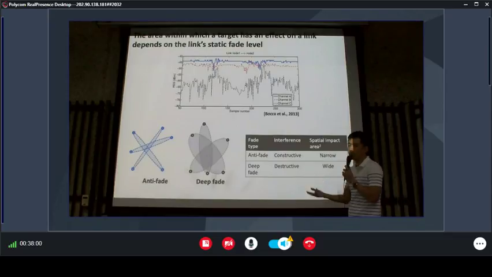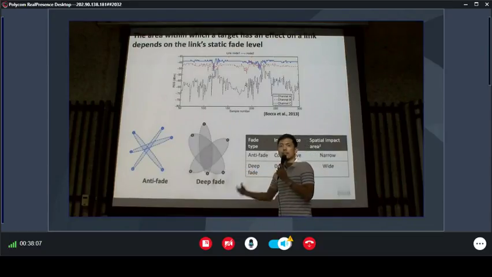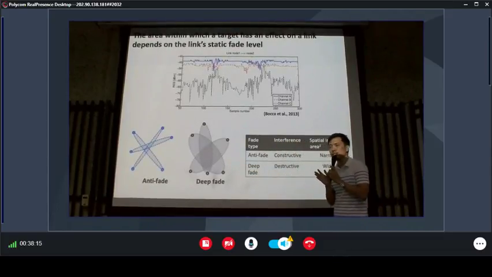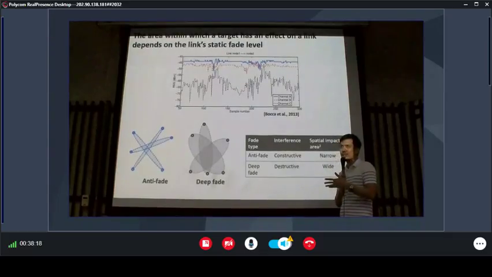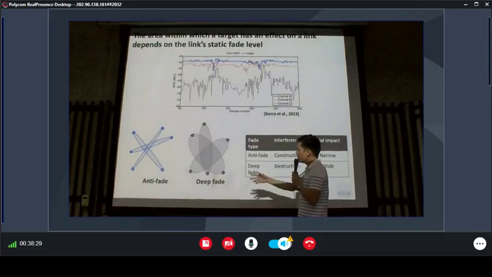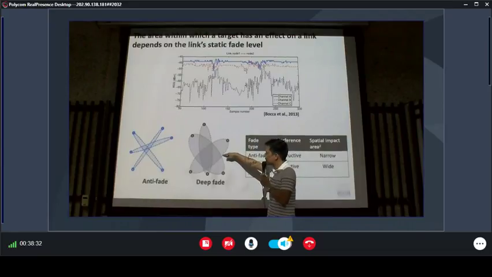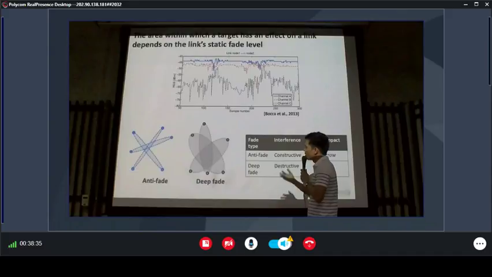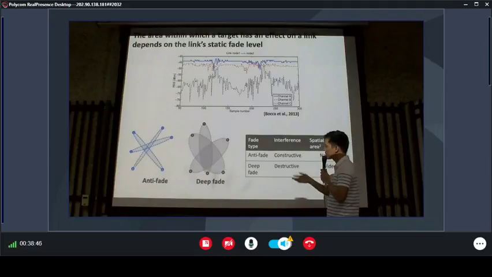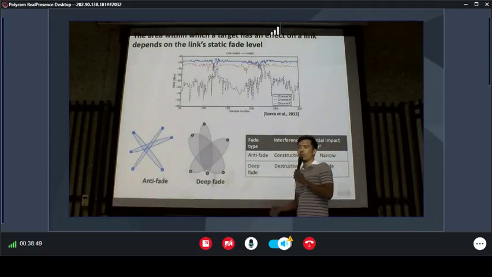So we can classify links into two: anti-fade and de-fade links. This is an illustration of the area inside which a person may have an effect on the RSS of those links. For anti-fade links, the ellipse is narrower. So once an anti-fade link has severe changes in RSS, we know with more certainty that the person crossed that line. However, for de-fade links, if the person is located, say, around this edge, he will still have an effect on the link RSS, even though he did not cross the link line. So it's less informative and less useful for localization. However, that does not mean it's not useful at all, because you can use de-fade links for motion detection.